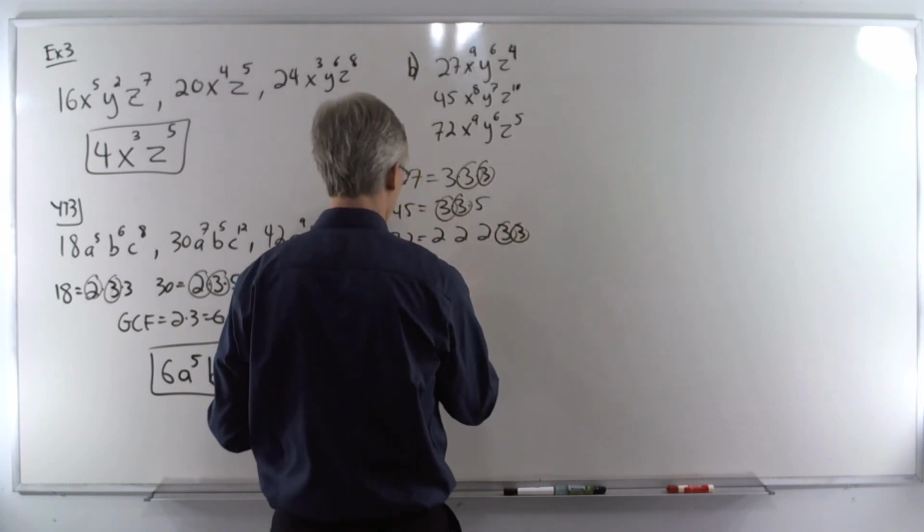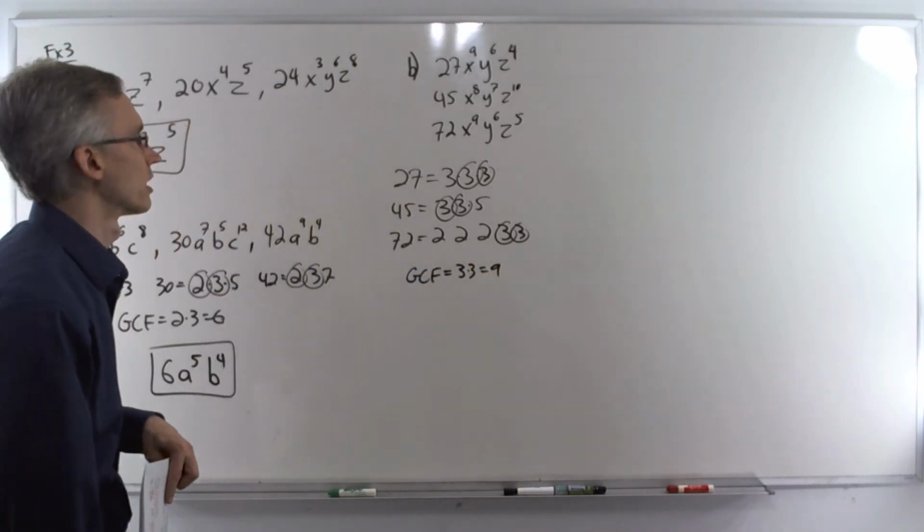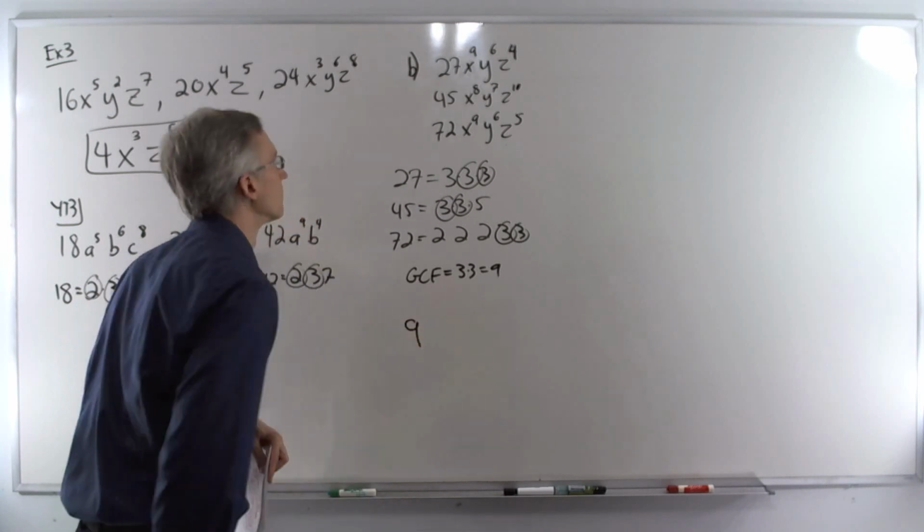So the GCF, 3 times 3, which is 9. So that will be the coefficient on the GCF, 9.